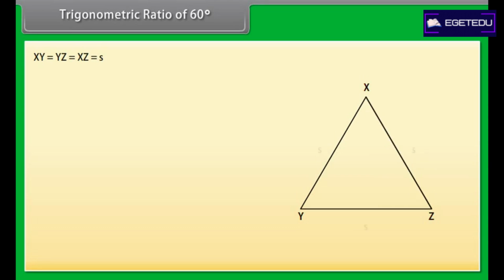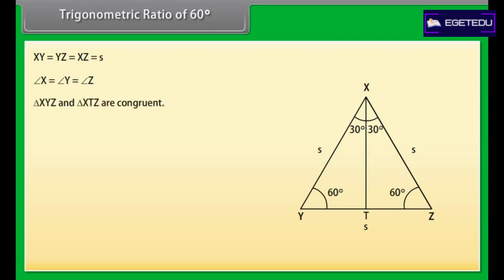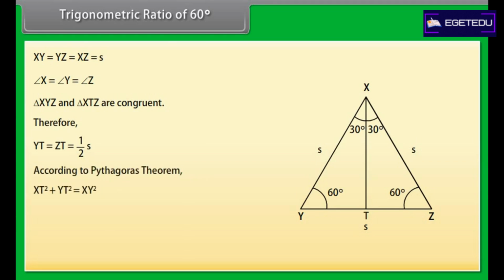Trigonometric ratio of 60 degrees. Consider the same equilateral triangle XYZ. Recall that XY is equal to YZ, which equals XZ, which is equal to s. Angle X is equal to angle Y equals angle Z. XT is a perpendicular from vertex X, which intersects side YZ at T. Triangles XYT and XZT are congruent. Therefore, YT is equal to ZT equals 1/2 s.